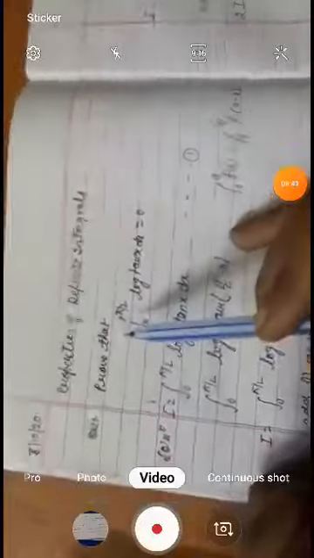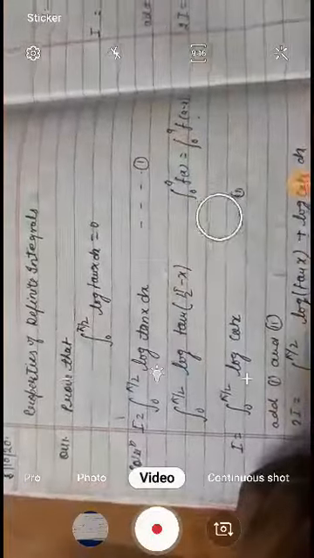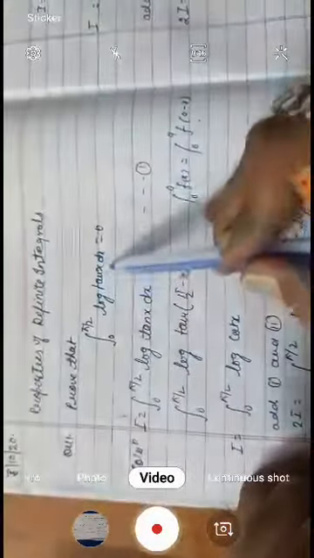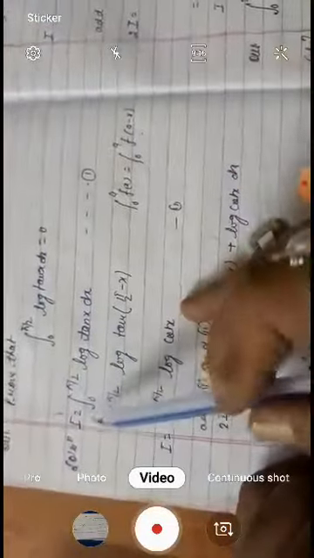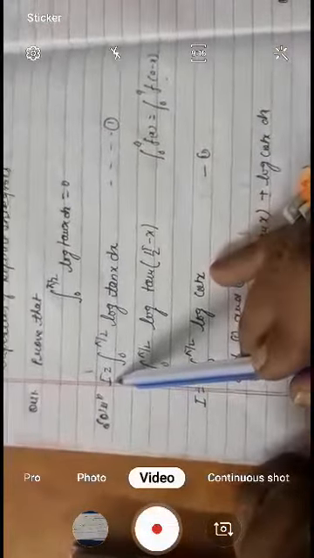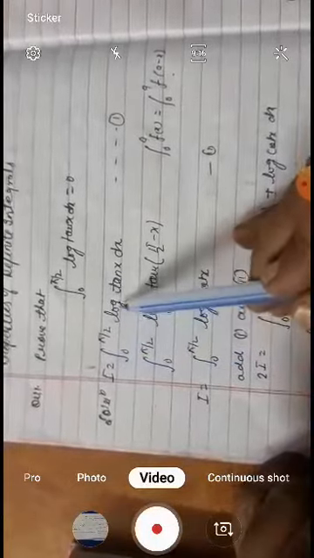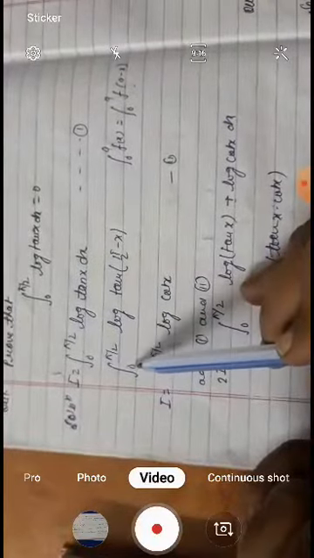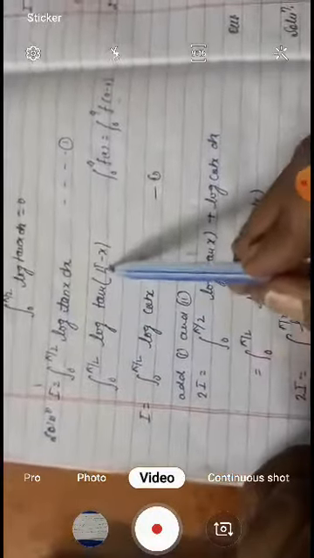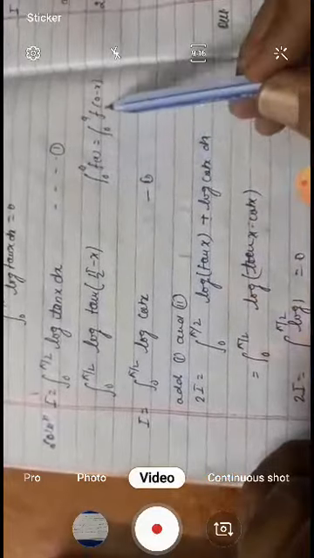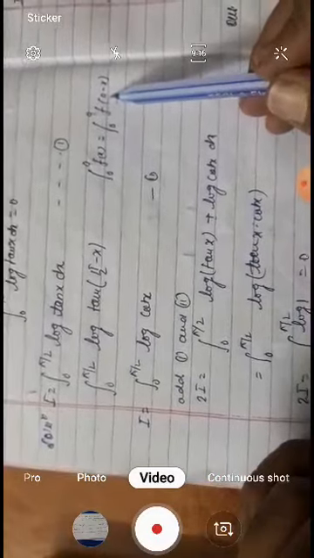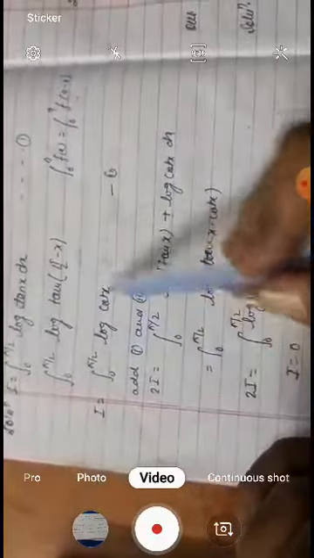Now the first question is: prove that the integration of 0 to pi by 2 log tan x dx is equal to 0. Firstly, we take I equal to 0 to pi by 2 log tan x dx. This is equation number 1, and I equal to 0 to pi by 2 log tan (pi by 2 minus x). Using this property, we get cot x.